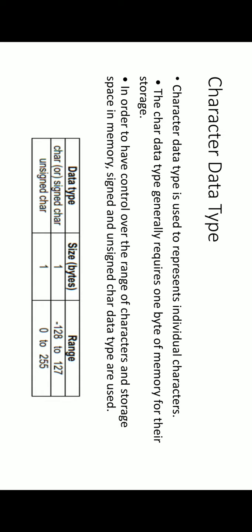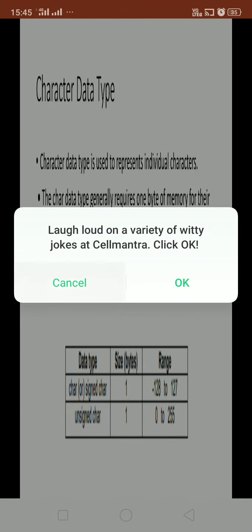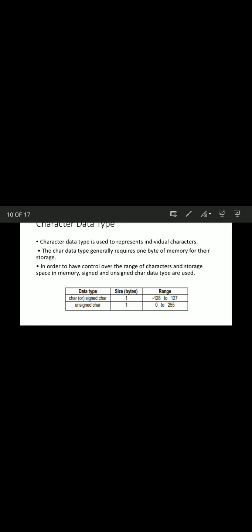Next we are going to see the character data type, which is used to represent individual characters. The character data type generally requires 1 byte of memory for storage. In order to have control over the range of characters and storage space in memory, signed and unsigned character data types are used.